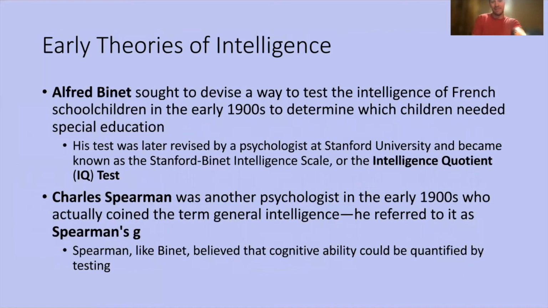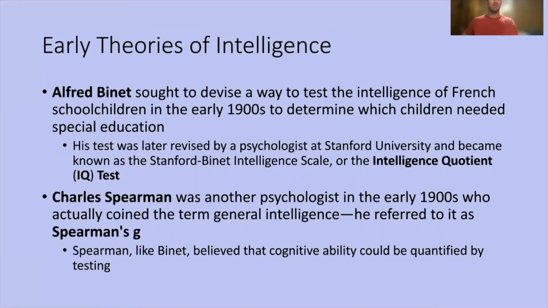Moving forward from that, though, Alfred Binet sought to devise a way to test the intelligence of French school children in the early 1900s to determine which children needed special education. Galton's motivations weren't the greatest, but Alfred Binet's motivations were a little bit better. He was just trying to quantify intelligence to see how they could better help school children and decide which ones actually needed special education. His test was later revised by a psychologist at Stanford University, and it became known as the Stanford-Binet test. That was more commonly known as the intelligence quotient test, or the IQ test.